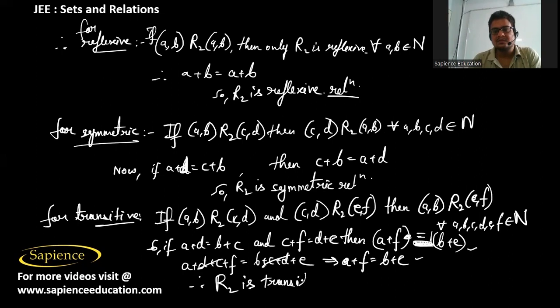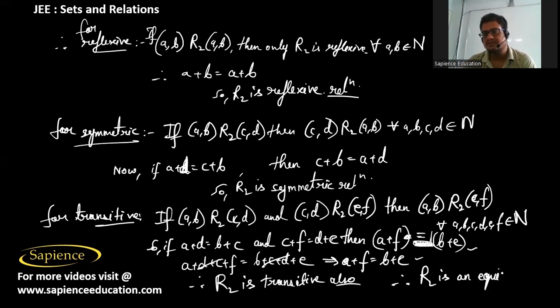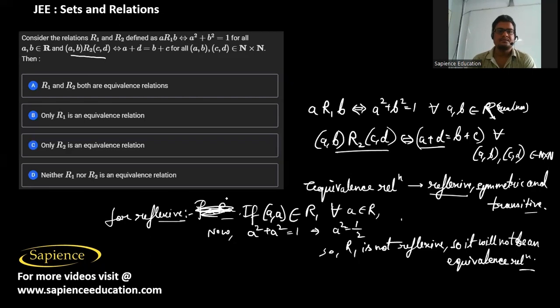R2 is transitive also. And since R2 is reflexive also, symmetric also, and transitive also, therefore we can say that R2 is an equivalence relation. So option C is the correct answer.